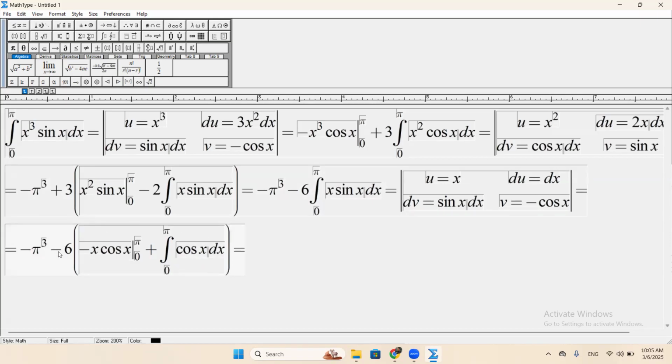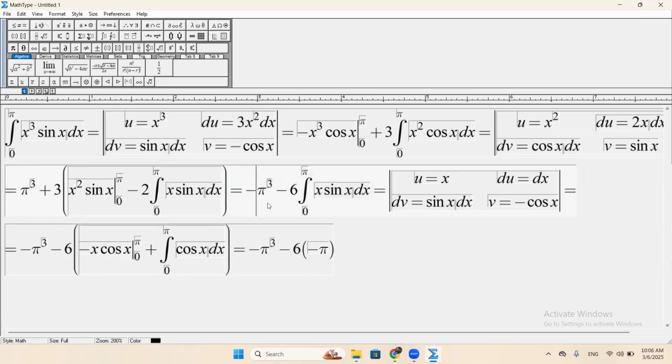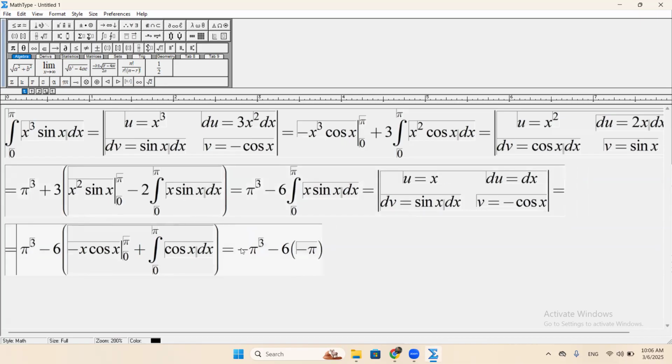And let's expand and calculate. So minus p cube. Okay, we will expand a little bit later. Minus 6 multiplied by, so here we have minus p. Stop, cosine of p, just a moment. Cosine of p, what does it equal? Cosine of p is minus 1. So here is a mistake everywhere with signs. So p, and here p.